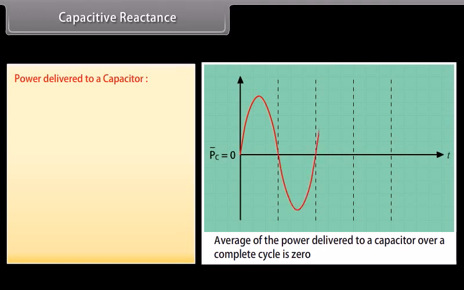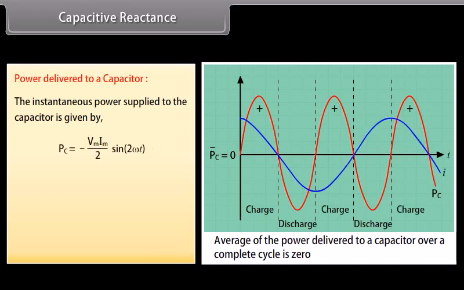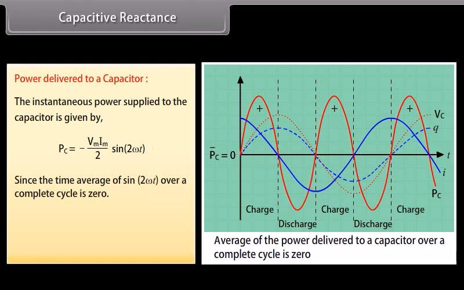Power delivered to a capacitor. The instantaneous power supplied to a capacitor is given by (Vm Im / 2) sin 2ωt. Since the time average of sin 2ωt over a complete cycle is 0, therefore, capacitor power is equal to 0.